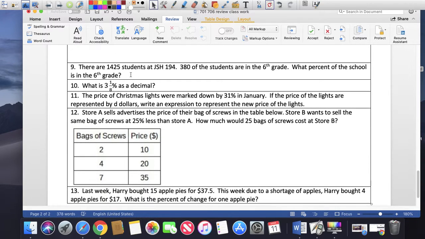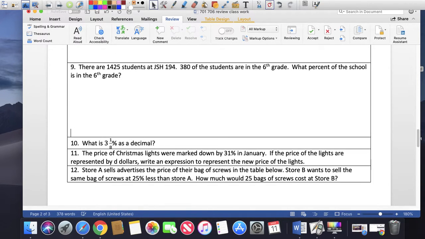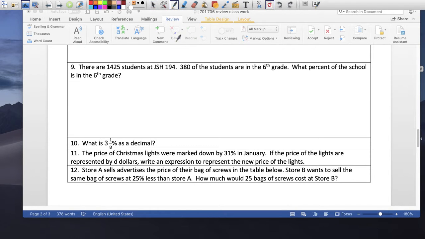Nine, percent of change again. There are 1,425 students at junior high school 194. 380 of those students are sixth graders. So, what percent of the school is made up of sixth graders?